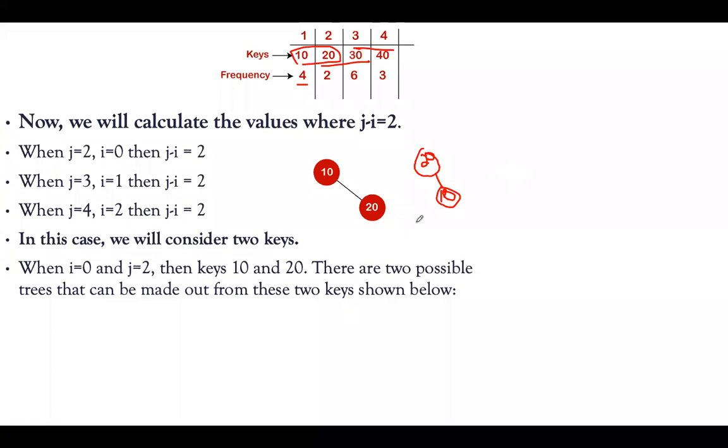Okay, 20 to 10, it should be on the left side. 10 is less than 20, so it should be on the left side. So these are the 2 possibilities. How are we going to construct the trees for these 2 cases? If you are at 10, how many comparisons will it take? Only 1 star 4. When you are at 20, how many comparisons? 2 comparisons, 2 star 2 frequency. So 4 plus 4, it will be 8. If you arrange the tree like this, cost will be 8.